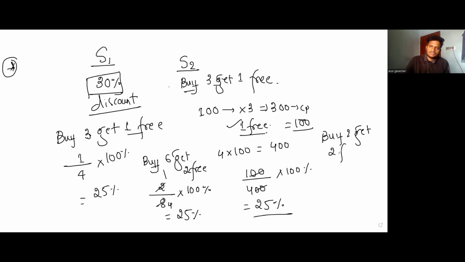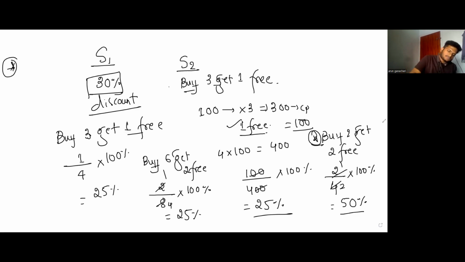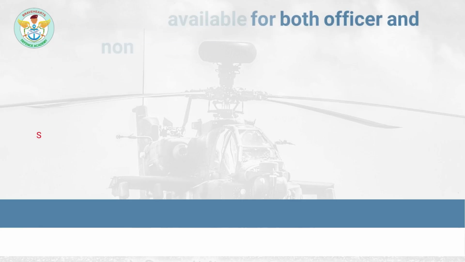If we had buy 2 get 2 free, how much discount are you getting? 2 free is 2, divided by how many articles you are getting? 4 articles into 100 percentage. 2 ones are 2, 2 twos are 4. What is 1 by 2? 50 percentage. Getting this? Okay, chalo then.